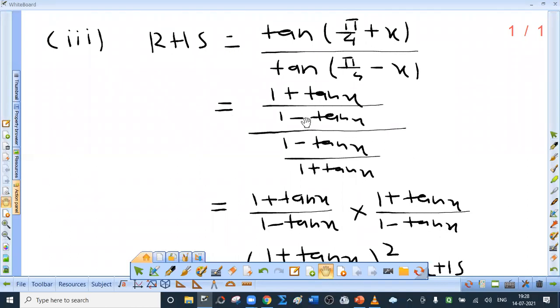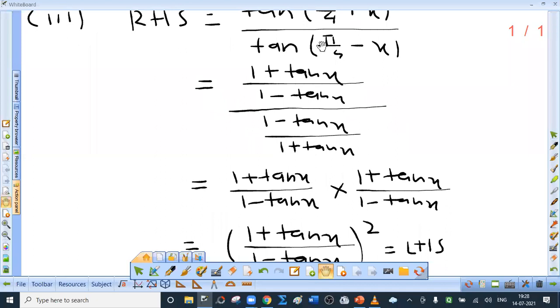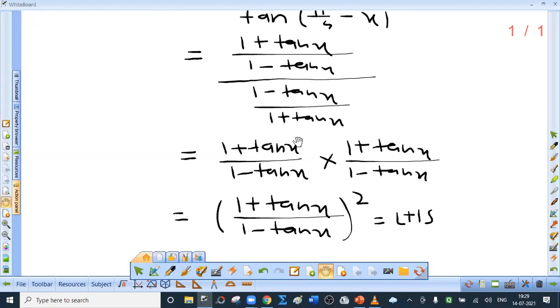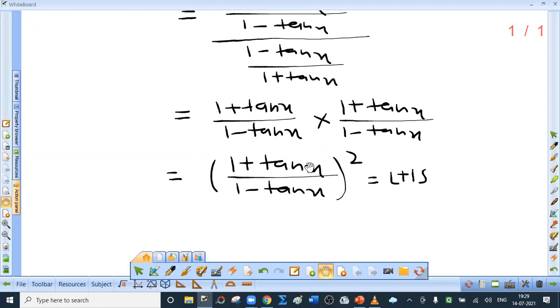Third one, prove that the square of 1 plus tan upon 1 minus tan is tan of pi by 4 plus x upon tan of pi by 4 minus x. We begin with RHS. Actually, you should write that step also. What is tan of pi by 4 plus x? Tan pi by 4 plus tan x upon 1 minus tan pi by 4 tan x. But tan pi by 4 is 1. So 1 plus tan upon 1 minus tan. In the denominator, 1 minus tan upon 1 plus tan. A upon B upon C upon D is A upon B into D upon C. Now this is the square of 1 plus tan, denominator the square of 1 minus tan, right? So this is nothing but LHS. So that's it for today.